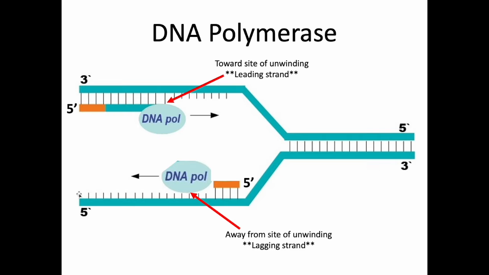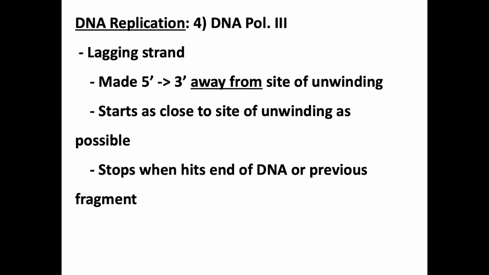So what could we possibly do? Well, once it stops, it's going to have to start again. So this strand, I'll get to that in a second. This strand that goes away from the site of unwinding is called the lagging strand. So the lagging strand of DNA is built 5 prime to 3 prime away from, and I'm underlining these important phrases, away from the site of unwinding. It starts as close to the site of unwinding as possible.